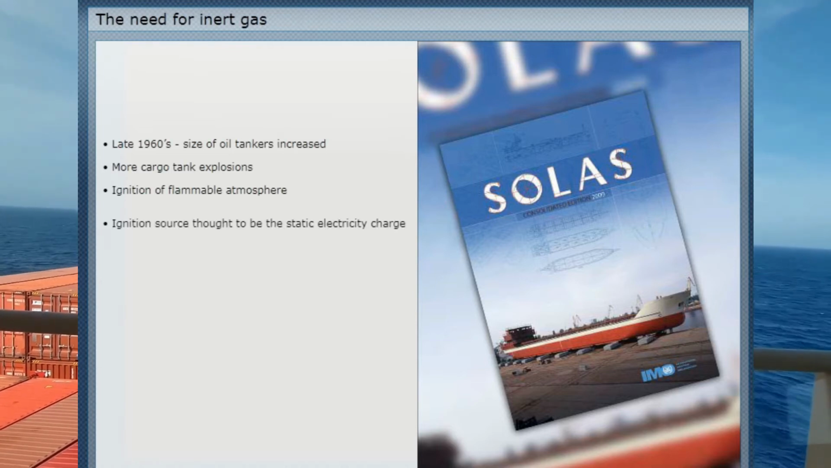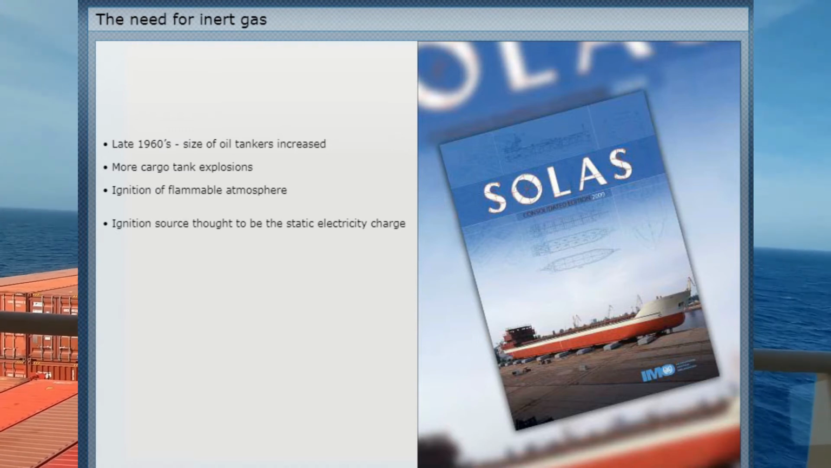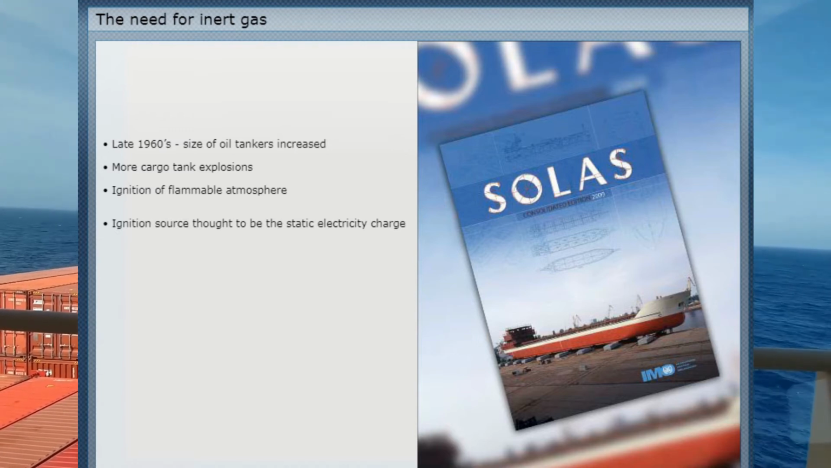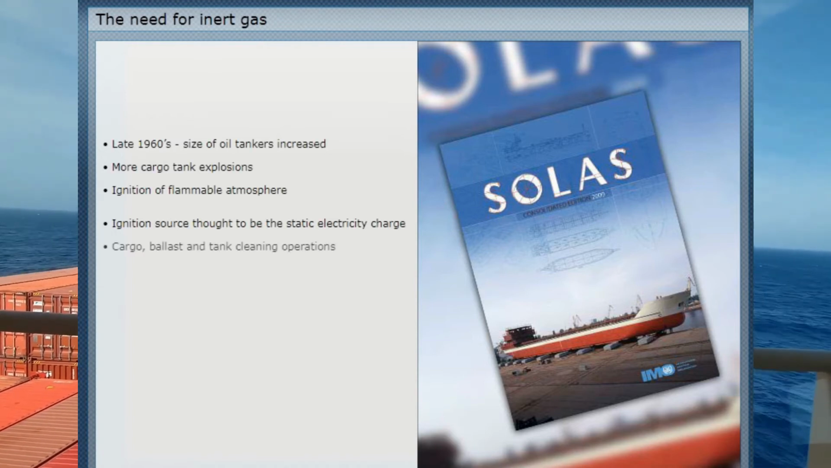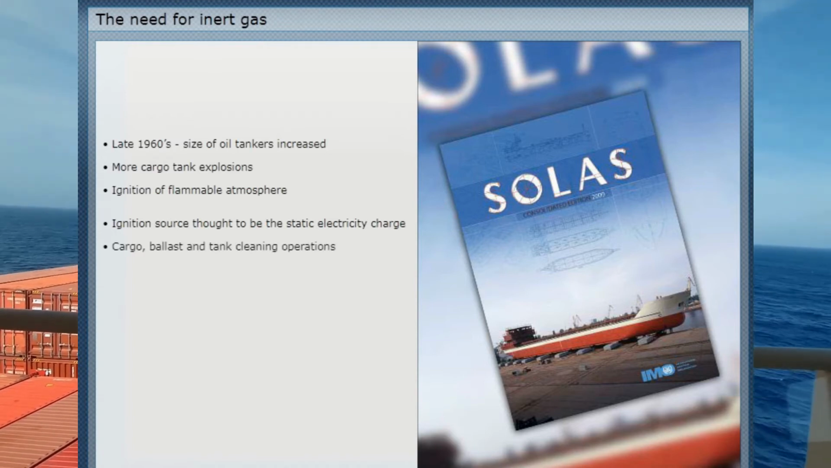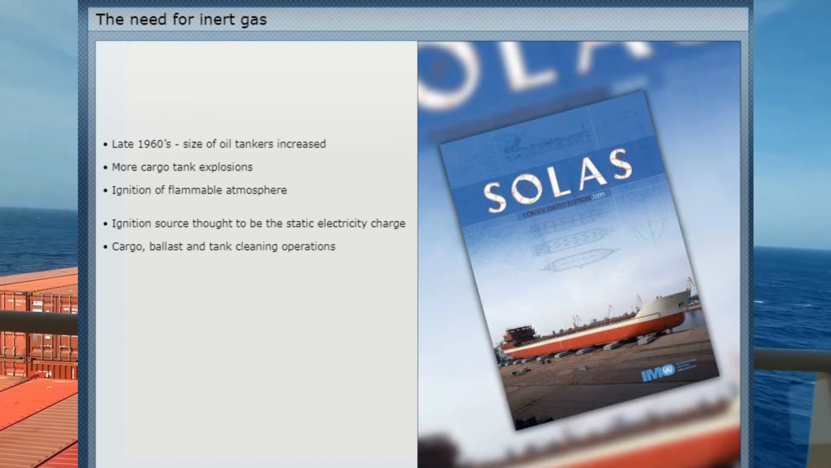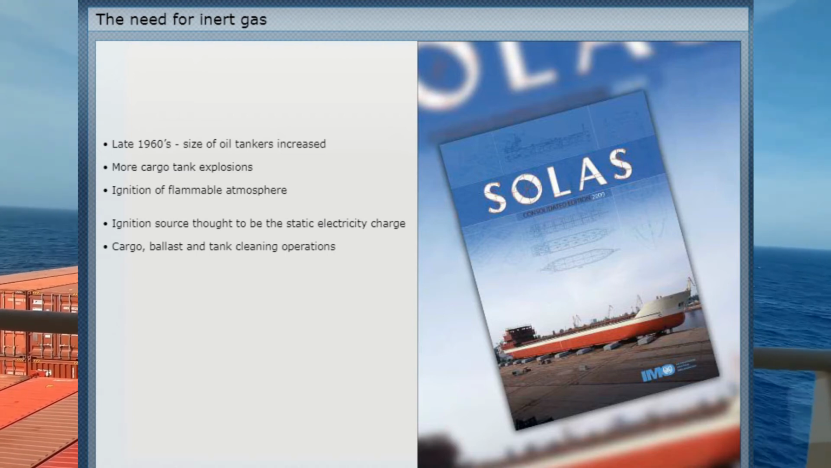One of the main changes that came about was the practice of maintaining an inert atmosphere in the tanks during all operations. By ensuring that the tank atmosphere is inert throughout cargo, ballast, and tank cleaning operations, the risk of explosion is minimized, if not removed. This was achieved by fitting inert gas systems on board. Many gas carriers also require cargo tanks, interbarrier spaces, and other spaces between cargo tanks and hull to be inerted.